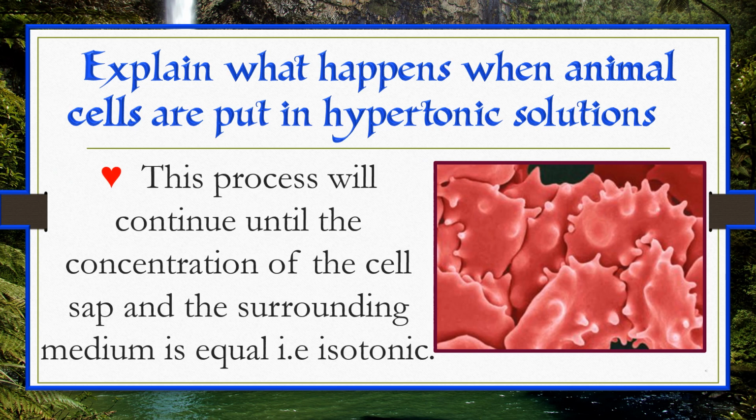This process will continue until the concentration in the cell sap and the surrounding medium is equal, or isotonic. So water will only stop moving from the animal cell to the surrounding medium when the concentration of both becomes equal, what we are referring to as isotonic.